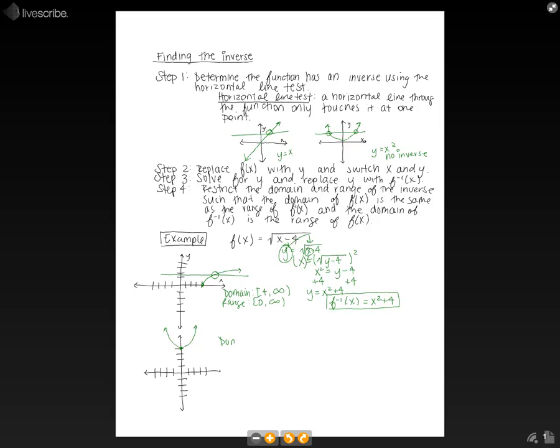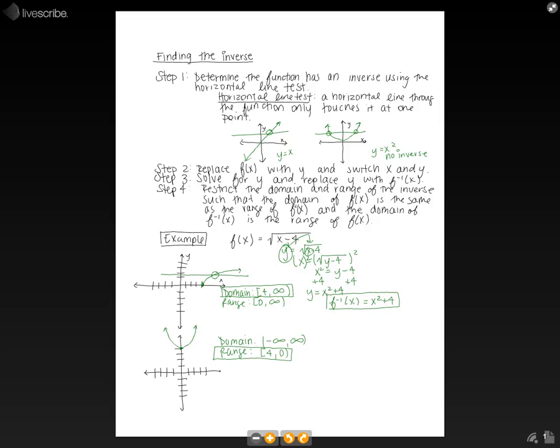So the domain of our inverse function is negative infinity to infinity, and the range is 4 included to infinity. So we can see that the domain of the original function is the range of the inverse function. So this is correct. But we see the domain of the inverse function does not equal the range of the original function. So this means we need to just restrict the domain.